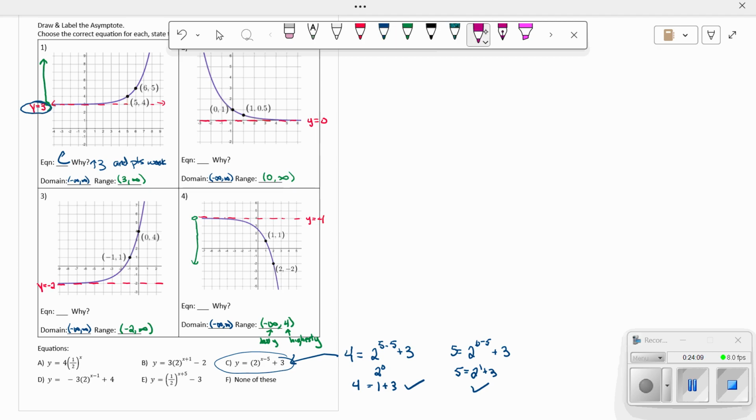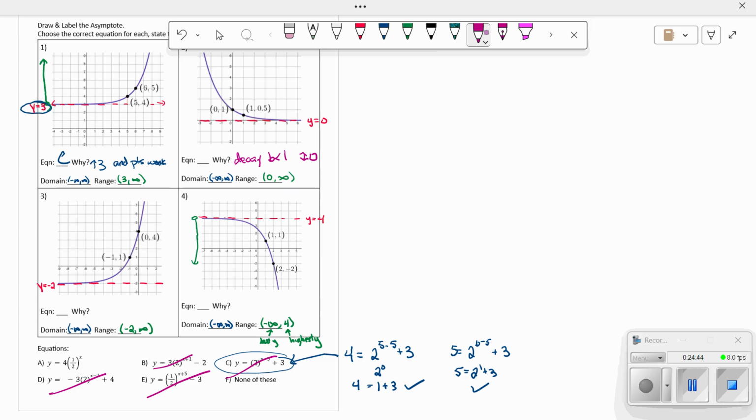All right, so then let's look at this one. First, I notice it is decay. So decay means that my b value is less than 1. So right away, option C is out, option B is out, option D is out. Okay. Option E is out because its vertical shift was 0. So it's either option A or none of these.